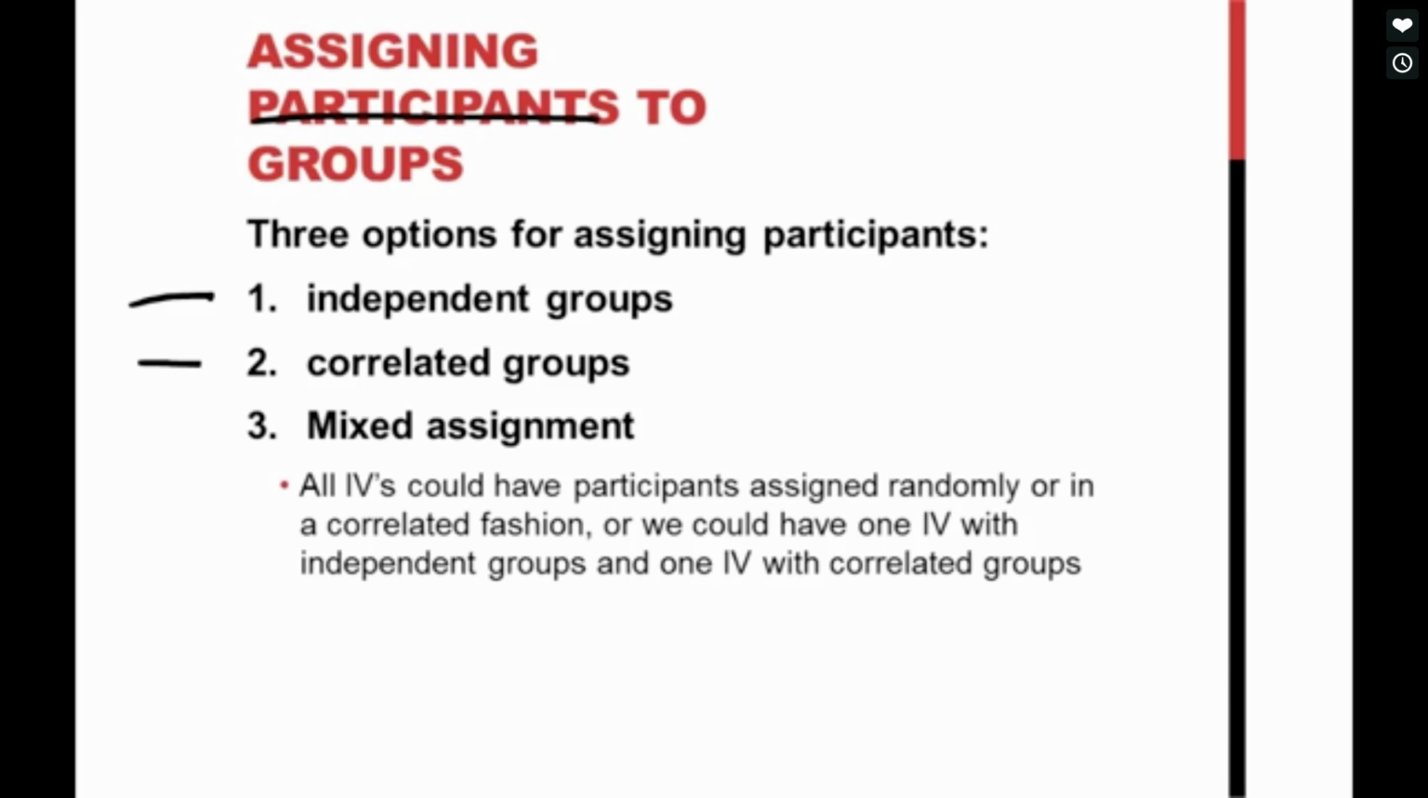We also have a new way of getting participants into your groups, and that is what we call mixed assignment. And this means that at least one of your independent variables has that between subjects comparison. It has that independent groups. The other independent variable has that within subjects comparison, that is, those correlated groups. So it's called mixed because we have between and within all in one experiment.